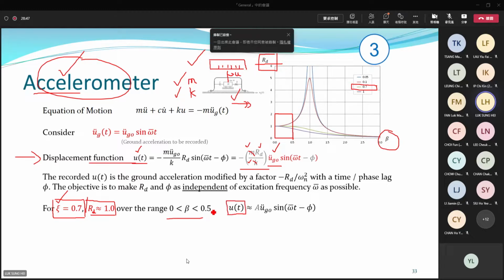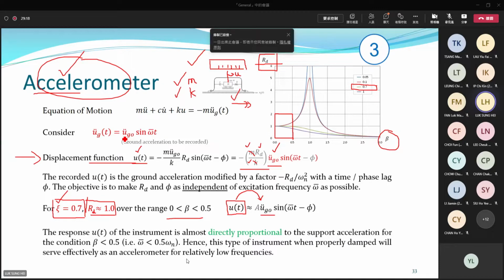of our accelerometer is linearly proportional to the ground acceleration, something that we want to measure. You can tune this device yourself so that the displacement can reflect the ground acceleration. Okay, this is the mechanism behind the accelerometer. You need to tune the parameters so that the displacement can be used to reflect the ground acceleration of an earthquake.